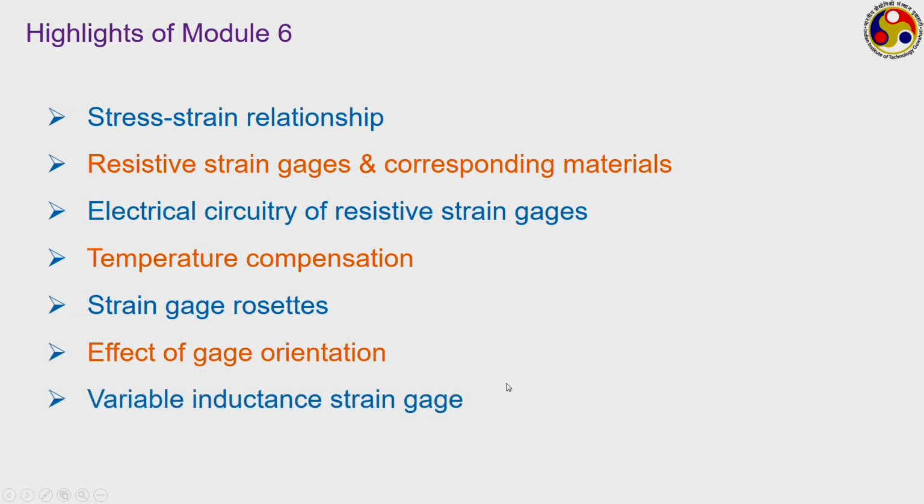We have discussed the strain gauge rosettes. Primarily we have discussed the rectangular and equilateral or delta rosettes, and the effect of gauge orientation was briefly touched upon, and finally a very brief introduction to the variable inductance strain gauge. So, that is it for module number 6.